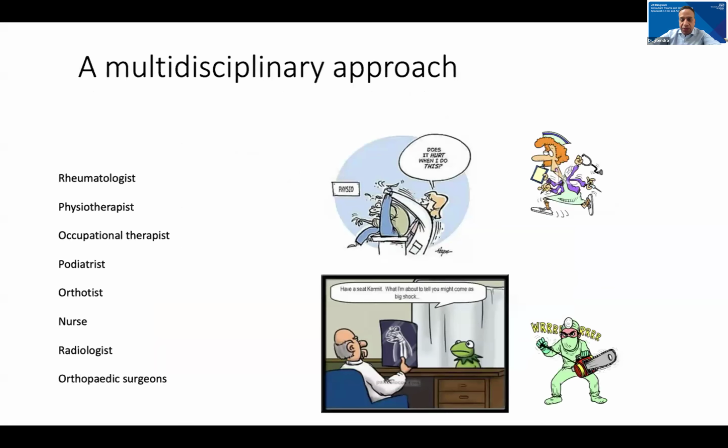You will hear from Venu, I think, at the end of this session, where he will talk a lot about the multidisciplinary approach to diabetic foot, which is a well-established way of treating diabetic foot. But rheumatoid foot is no different. You need your rheumatologist, physio, podiatrists, orthotists, nurses, radiologists, orthopedic surgeons. So, you know, putting the patient right at the center of this particular journey that they're doing with you.